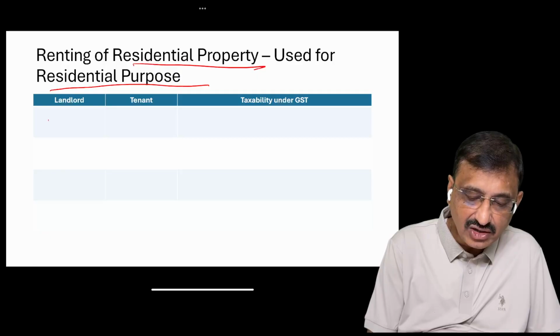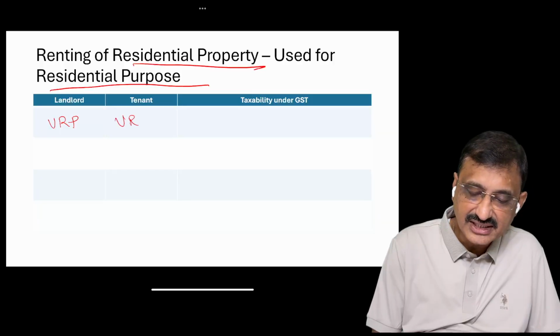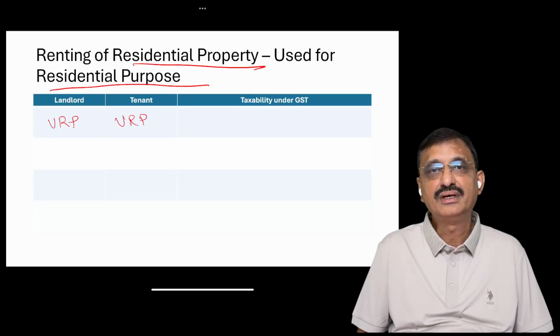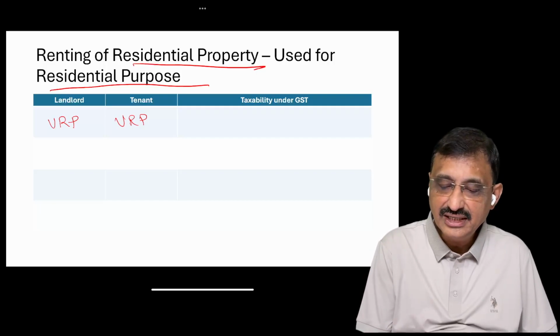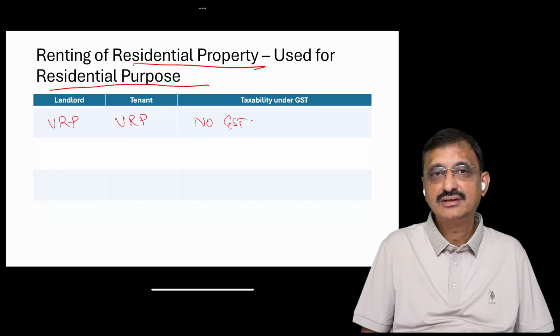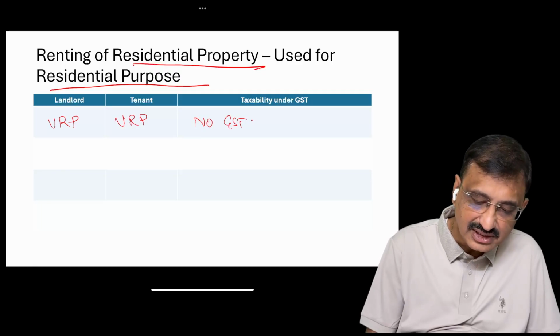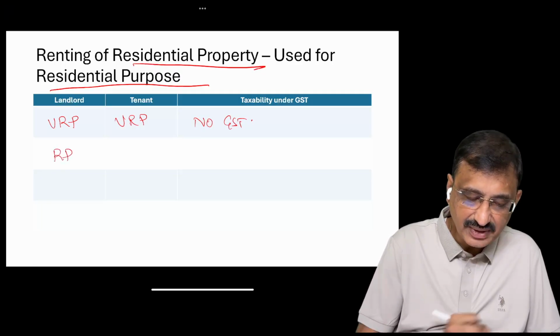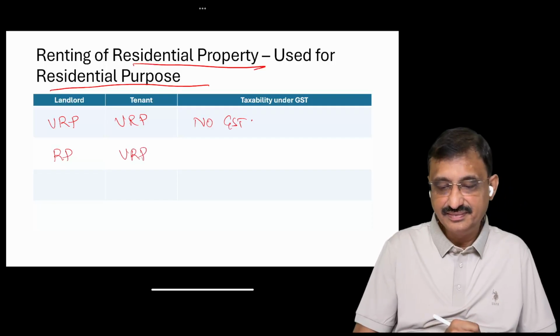Suppose the landlord is an unregistered person and the tenant is also an unregistered person. What will happen? Will there be any GST? Yes or no? There will be no GST. Both are unregistered persons. It is okay.